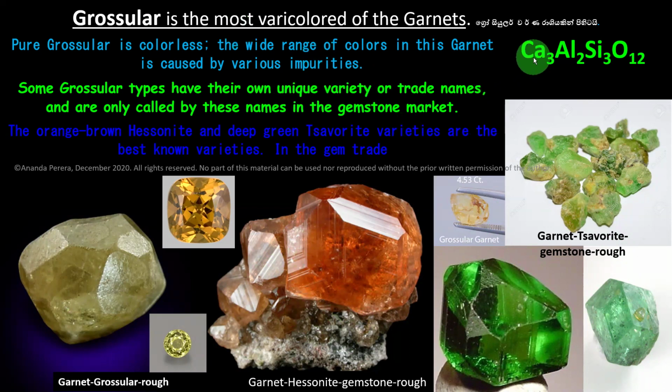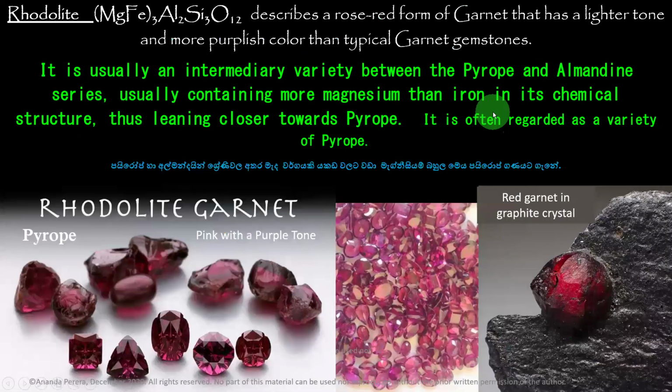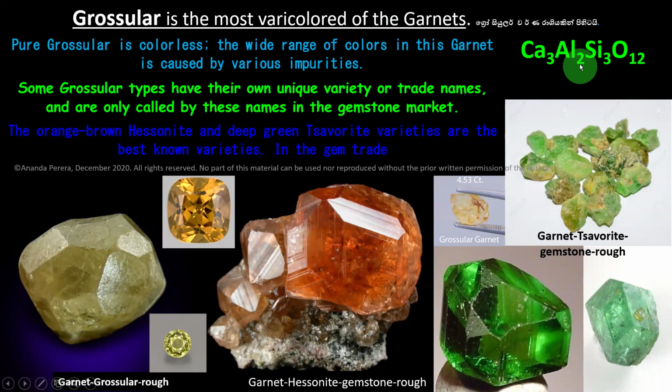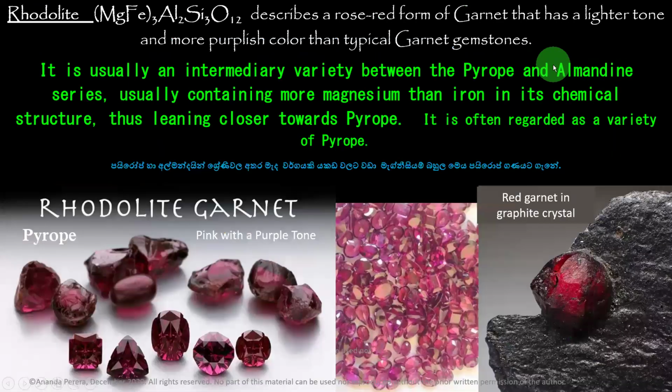The chemical formula for that is calcium aluminium silicate. Rhodolite is another one. It is magnesium iron aluminium silicate. Look at the calcium aluminium silicate. Instead of calcium, magnesium and iron are there, and the aluminium silicate part is common for both. So magnesium iron aluminium silicate is rhodolite garnet. Look at the rhodolite colors.